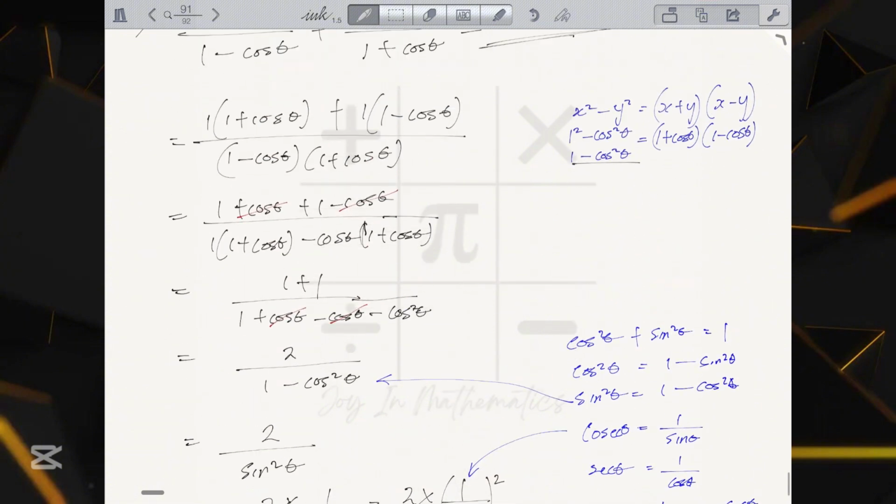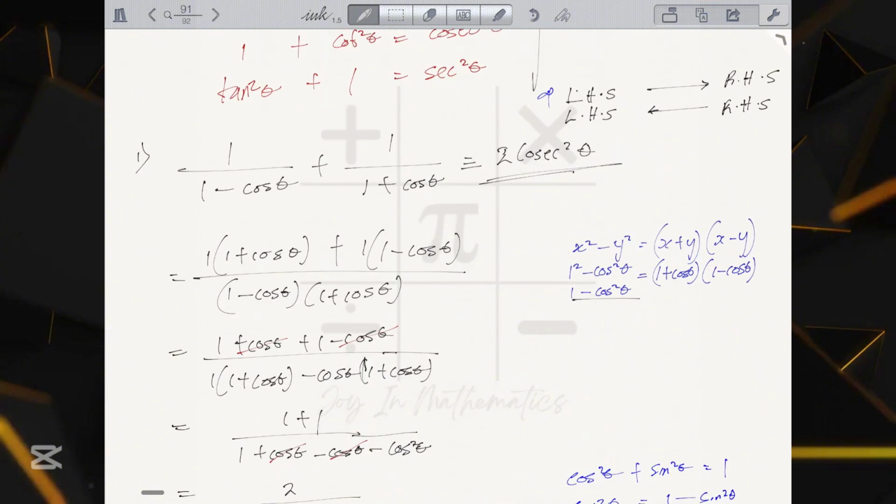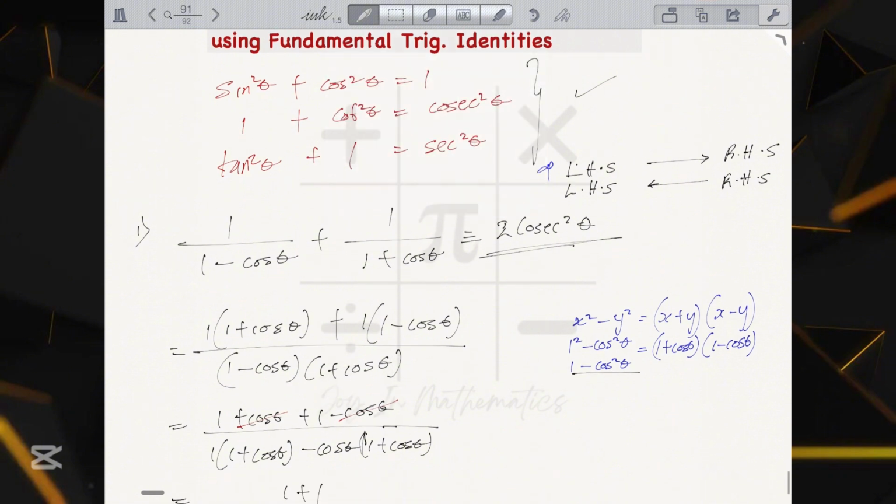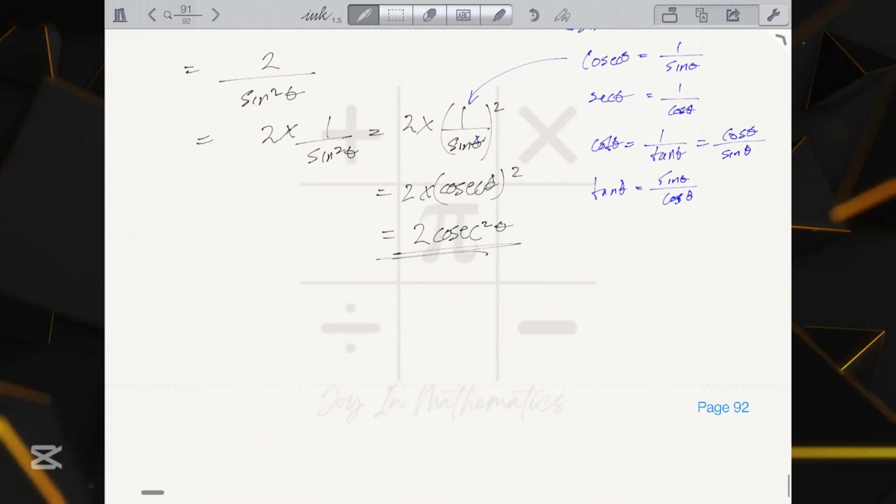This is question 1. So we have proved the validity of the identity that 1 divided by 1 minus cos theta plus 1 divided by 1 plus cos theta is equivalent to 2 cosec squared theta. Now let's take another example.